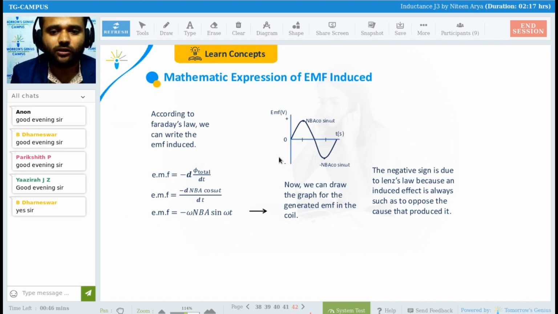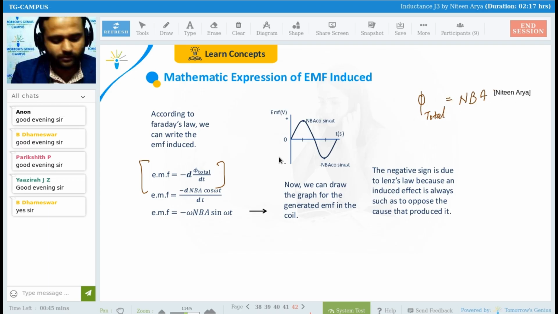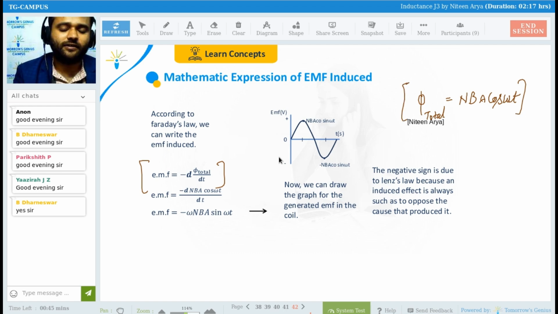So this is the mathematical expression of EMF induced within the AC generator. Till now we don't get current, we only get EMF. According to Faraday's law, the induced EMF equals minus d phi total by dt. Why should I write phi total? Because writing N two times is not going to work. In phi total I already have NBA cos omega t. So d by dt of NBA cos omega t gives minus omega NBA sin omega t. I believe everyone knows this. So EMF equals NBA omega sin omega t.